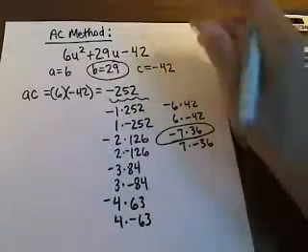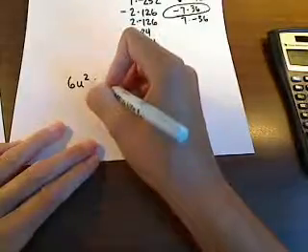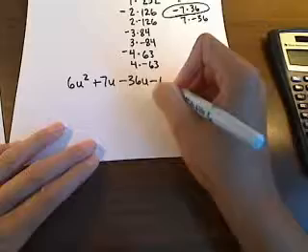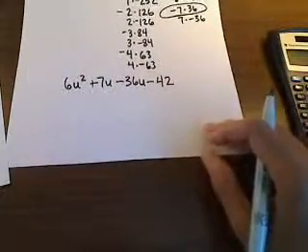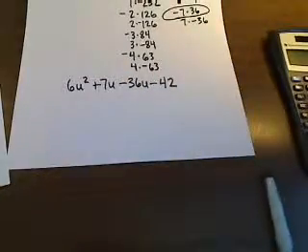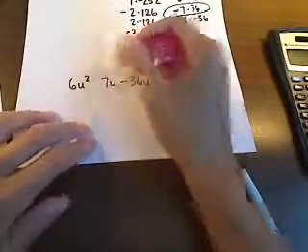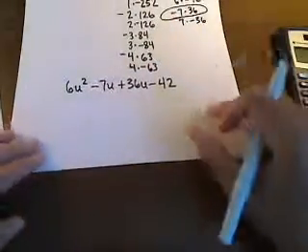Okay. So what I would do then is we would split the middle term. We would say this is 6u squared plus 7u minus 36u and then minus 42. So that positive 29u, oops, I got my signs wrong. Sorry. The positive 29u is split up into a negative 7u and a positive 36u. Okay?